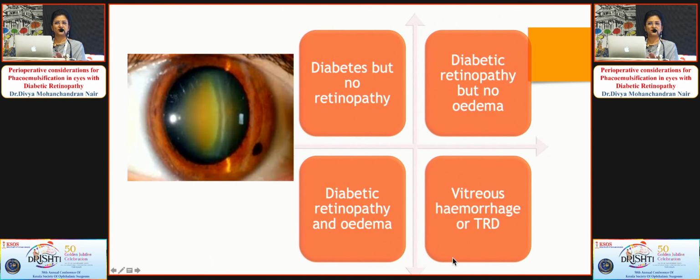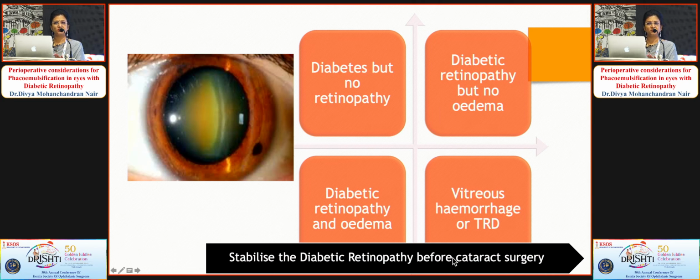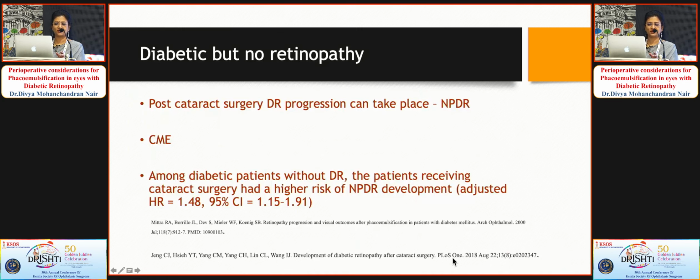When a patient has diabetes and cataract, there are the following 4 scenarios that can happen. There is diabetes but no retinopathy. There is diabetic retinopathy but no macular edema. There is diabetic retinopathy with macular edema, or there is advanced diabetic retinopathy with vitreous hemorrhage or TRD. So the dictum here is to try to stabilize the diabetic retinopathy before planning cataract surgery.